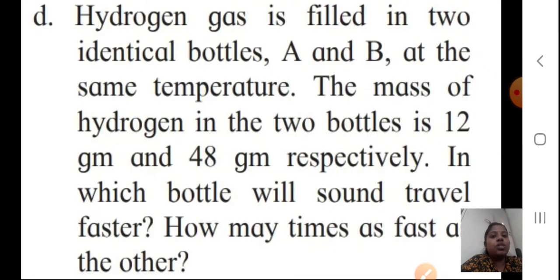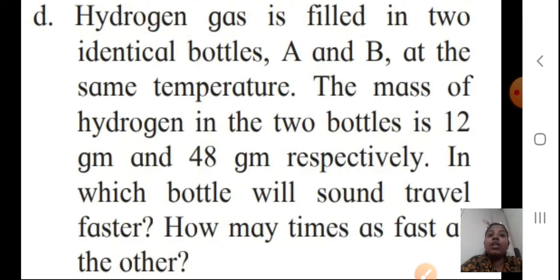Now the D question, we have done the three questions before. Now we will continue with the D one. Textual only, you can see this in the textbook sums. Hydrogen gas is filled in two identical bottles A and B at the same temperature. Remember this word, identical. Remember students, the temperature is also the same.